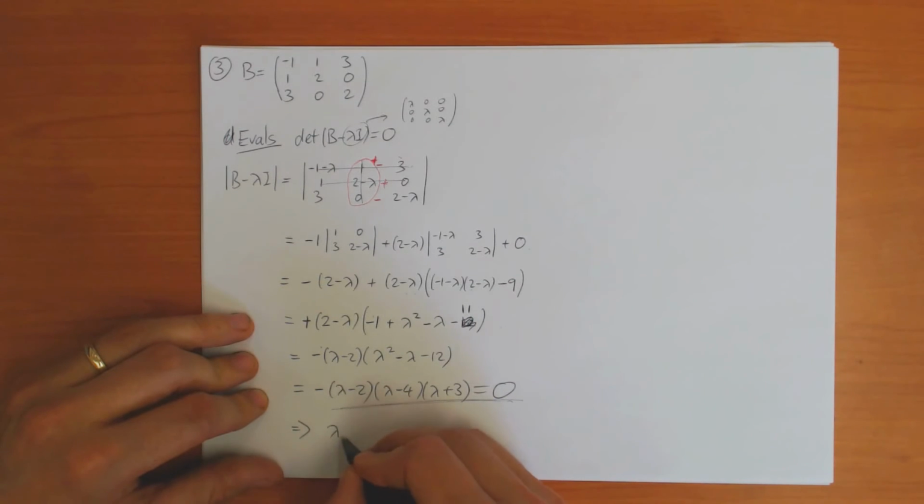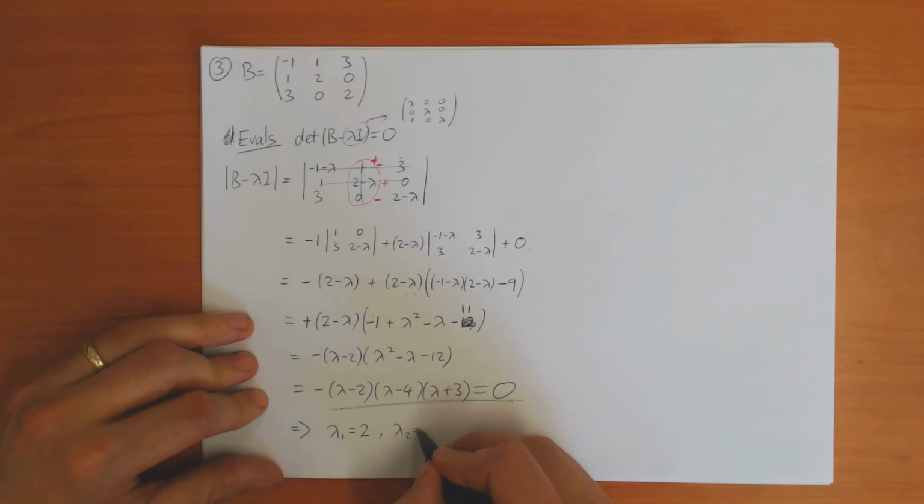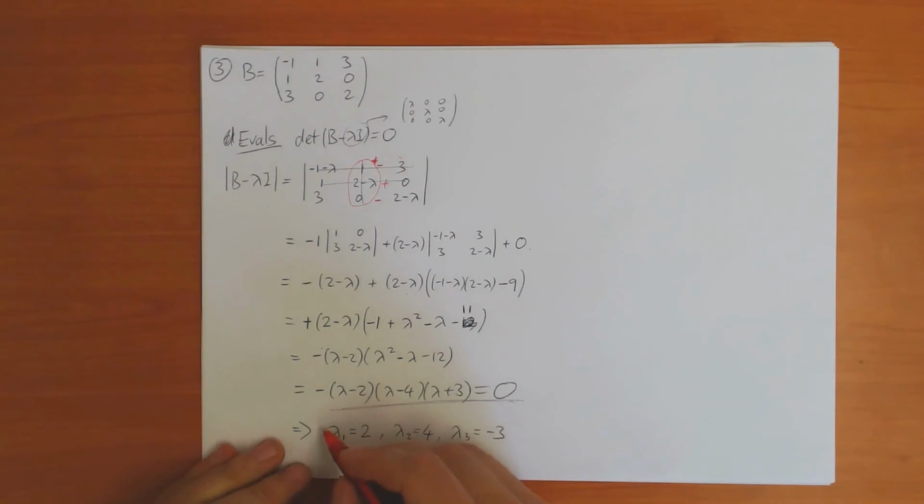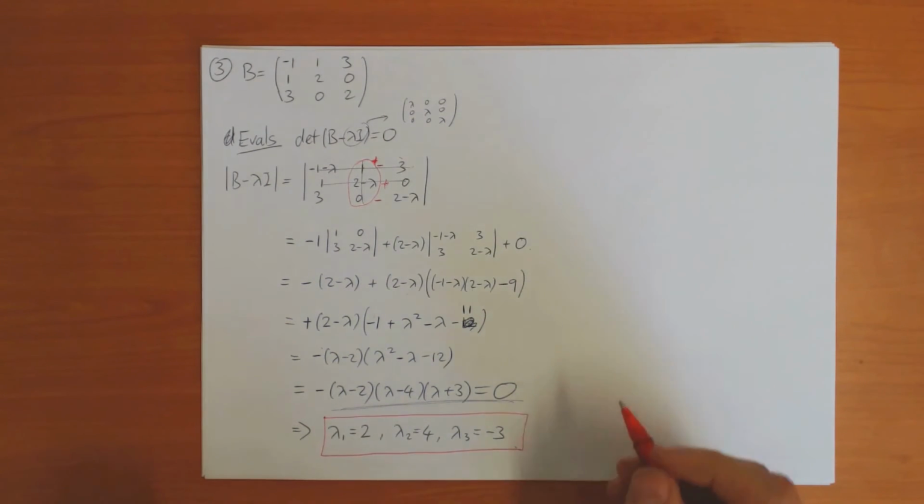And in this case, you get 3 solutions. Lambda 1 is 2, lambda 2 is 4, lambda 3 is minus 3. Okay, so these are the 3 eigenvalues of the 3 by 3 matrix B.